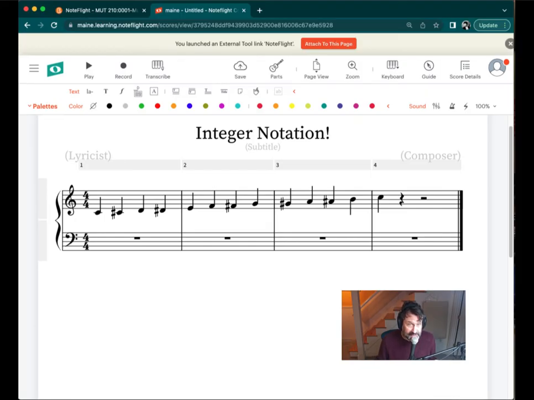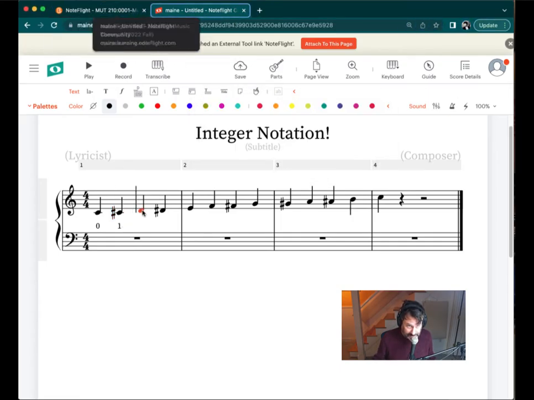There's a very simple idea to integer notation. This is not something you would ever use for reading music. It's purely analytical, but it helps us talk about pitch classes, and it basically goes like this. We are going to assign a number to each of the 12 pitch classes, right? So C is going to be 0, always. That will never change, right? And C sharp is going to be 1.